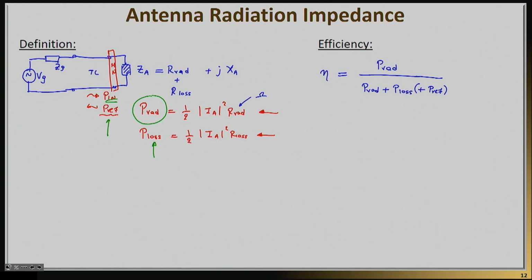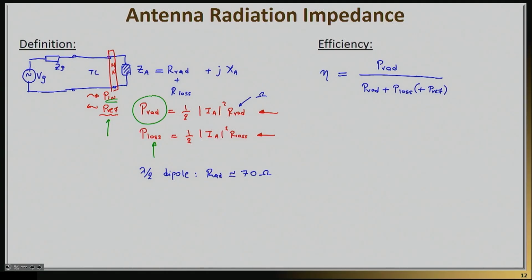Now, radiation resistance, I'll give you some examples. So for example, a half wavelength dipole, which we will see in a little bit, the radiation resistance is something in the order of 70 ohms or so.